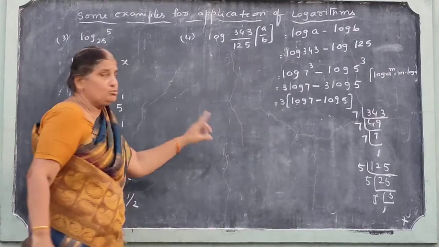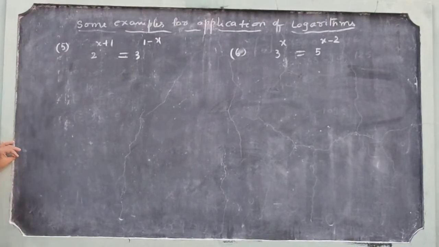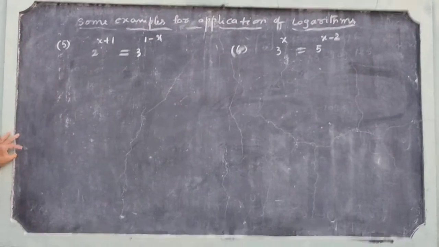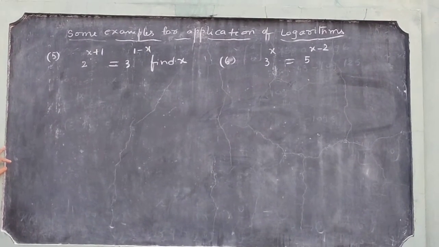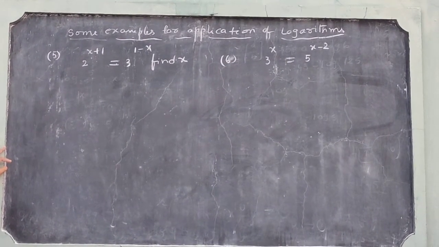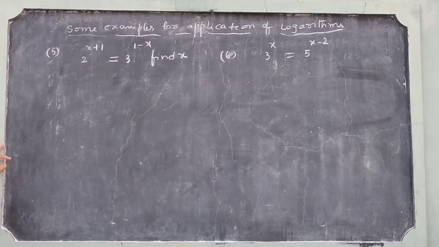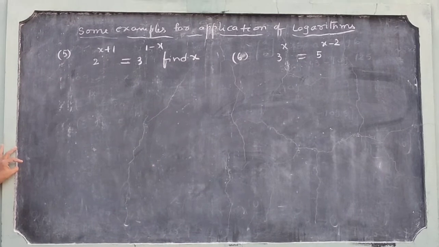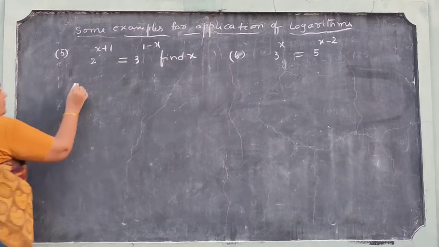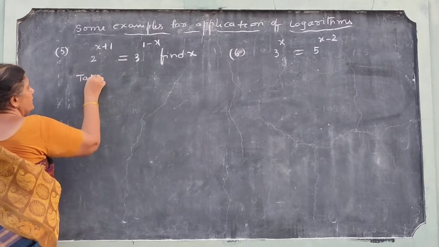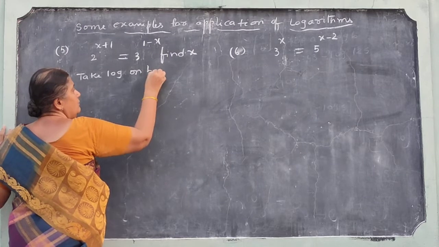Now note down these two sums. Now listen, read the problem: 2 power x plus 1 is equal to 3 power 1 minus x. Find x. Here the bases are not equal. It is impossible to change 2 into 3 or 3 into 2. In this case, you must take log on both sides. Now take log on both sides.